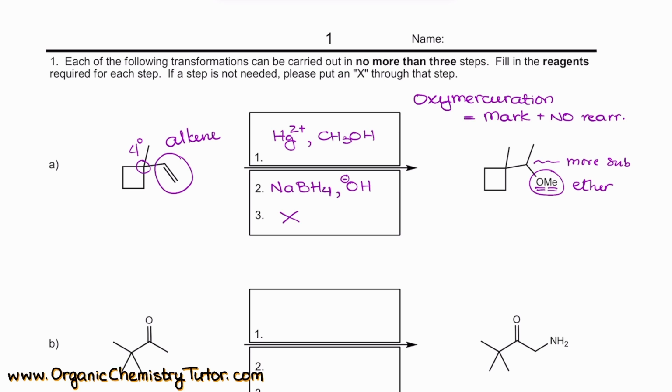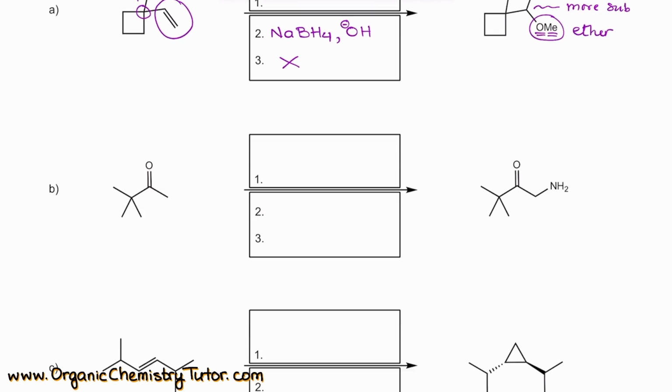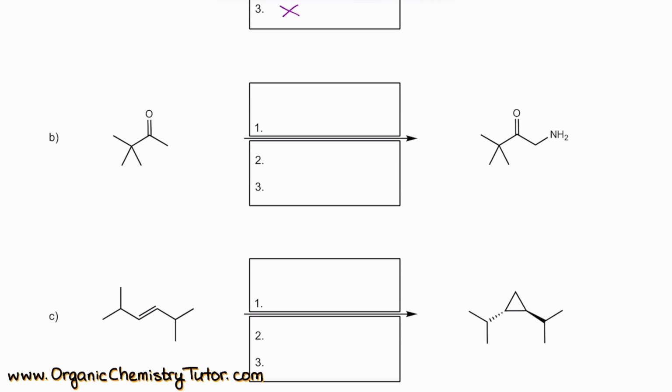Probably the other way to go about that, if you didn't know that the oxymercuration can be done with alcohols, would be to do regular oxymercuration and then the Williamson ether synthesis, which altogether would have been 4 steps, which is a little bit too long for our purposes here.